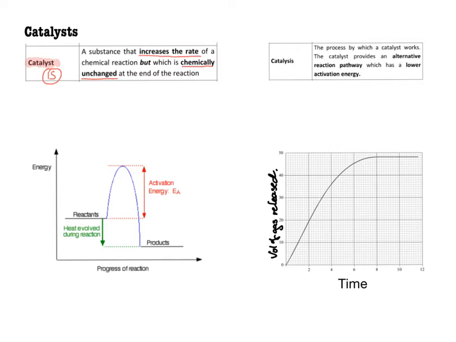We also have this definition over here, which is catalysis, also known as what a catalyst does, or some people would say how it does it. So this is the process by which a catalyst works. A catalyst provides an alternative reaction pathway, we'll talk about that in a sec, with a lower activation energy. Again, we'll look at that visually in a moment.